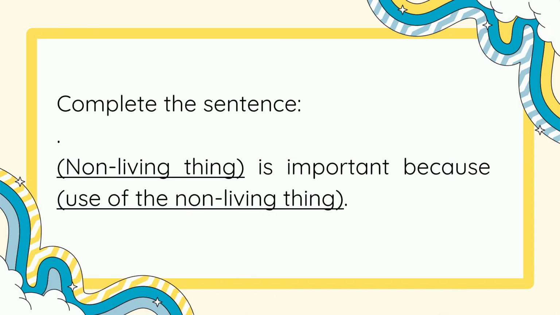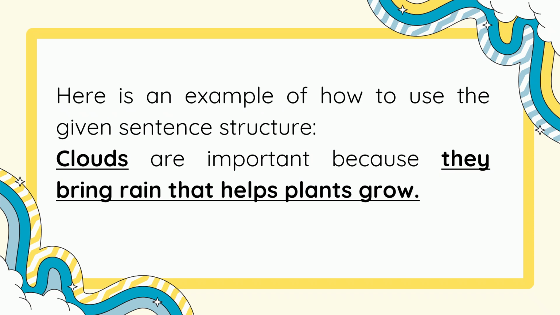Complete the sentence. Mention non-living things is important because. Mention the use of non-living things. Here's the example. Clouds are important because they bring rain that helps plants grow. It's your turn, kids.